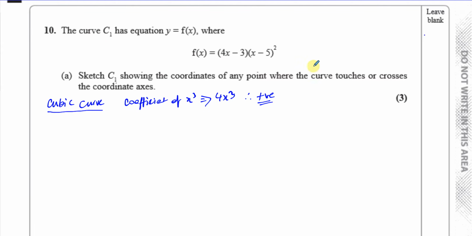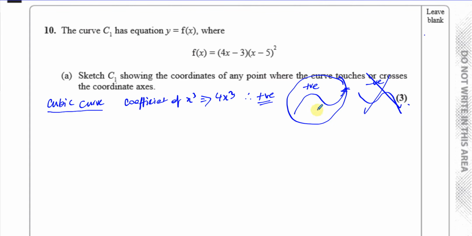So now, a cubic curve can have either a shape which I myself call rise and rise, or it can have a shape which I call fall and fall. If it's a positive coefficient of x cubed, it's like rise and rise. And if it's a negative coefficient of x cubed, it's like fall and fall. So basically we can see that this is a positive coefficient of x cubed, so it's going to be a rise and rise and not a fall and fall.